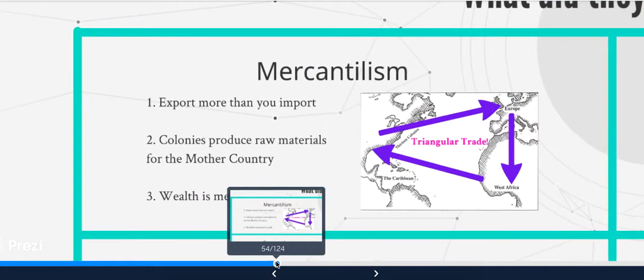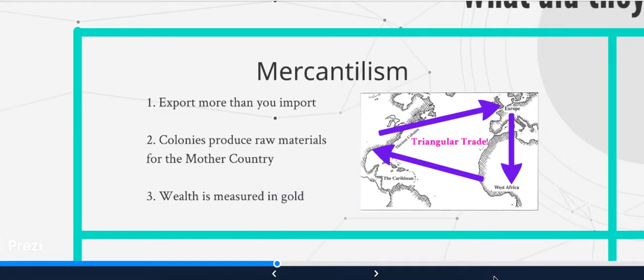All right, the next thing we need to focus on is mercantilism: exporting more than you import. This means that colonies are producing raw materials for the mother country, and it also means that wealth is measured in gold, and the mother country who has the most gold has the most power.